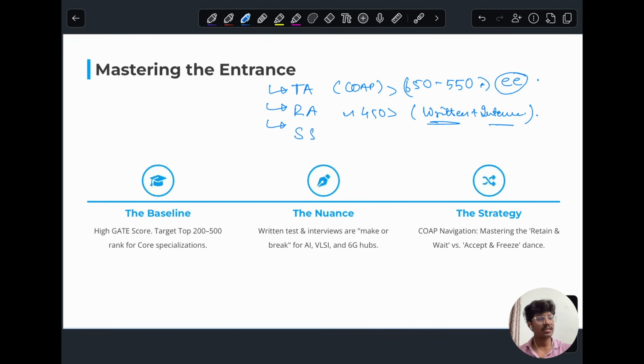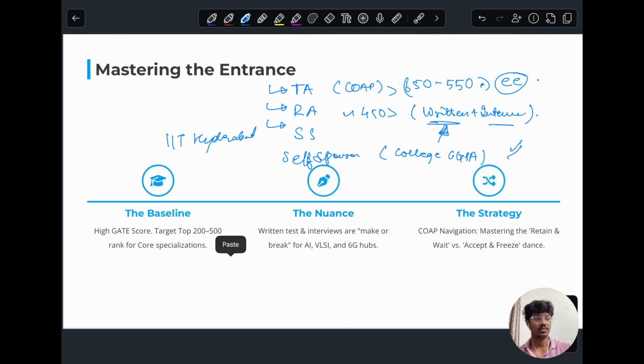Third category is SS, which stands for self-sponsored category. Here, you get a call on the basis of your college CGPA. Then you have to go through the same process of written test plus interview, and if you get selected, you can get a call to come here and pursue an M.Tech degree. This is the whole way you can get into IIT Hyderabad right now for M.Tech.